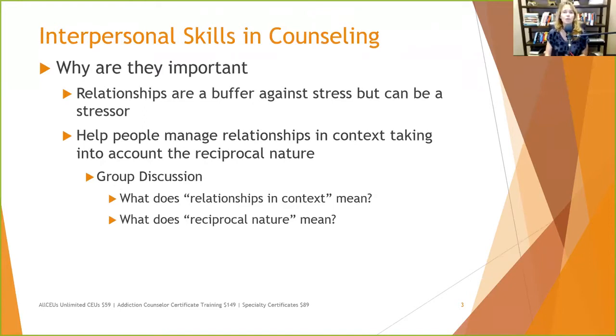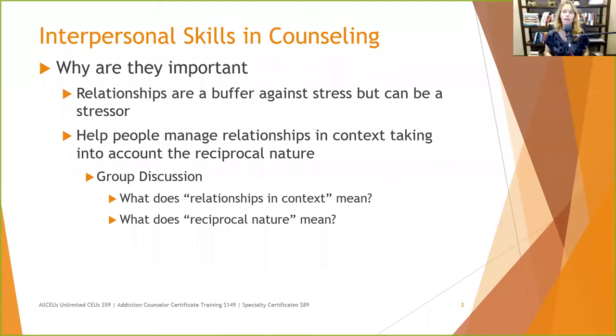So why are interpersonal skills important? Relationships, as you've heard me say 100 times, are a buffer against stress, but they can also be an extreme stressor. And I think most of us have experienced unhealthy relationships. Hopefully, everybody's also experienced healthy relationships, so you can differentiate between those relationships that build you up and those that just suck the energy right out of you.